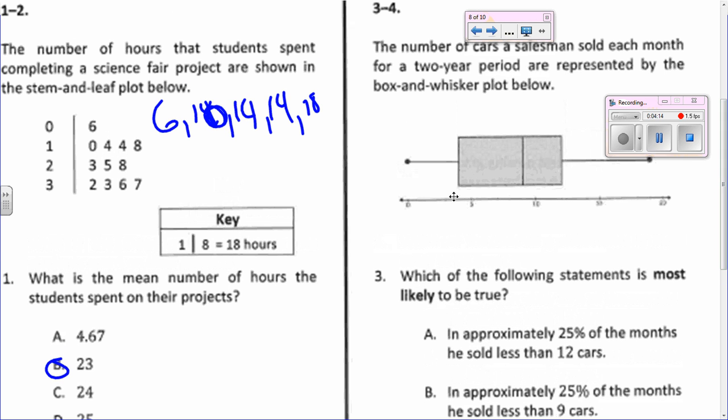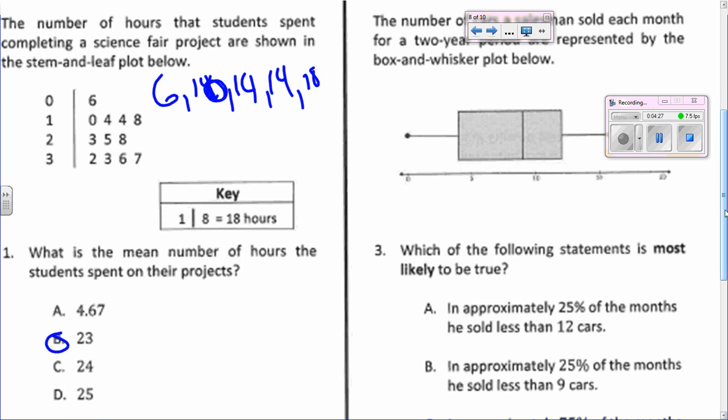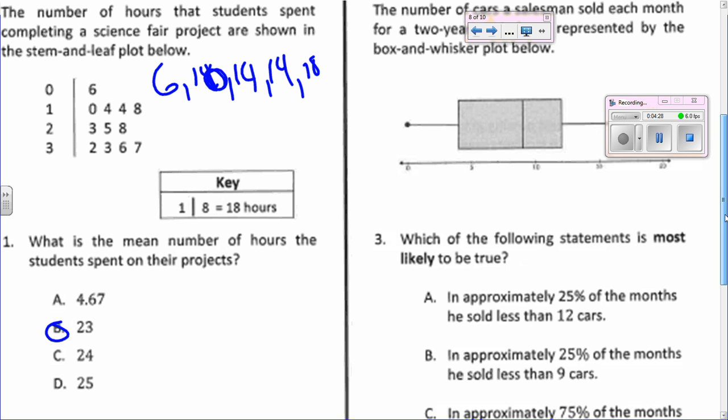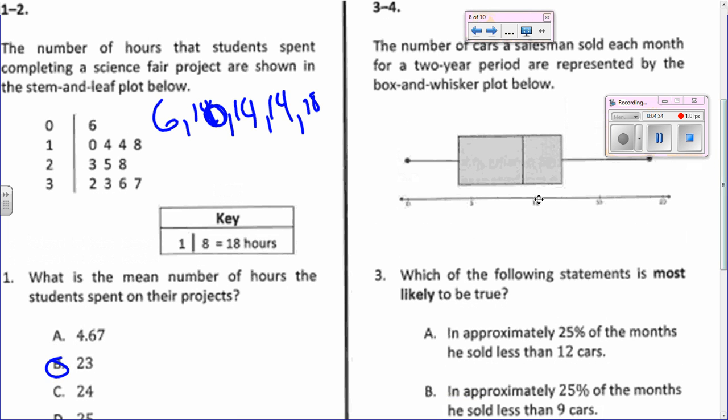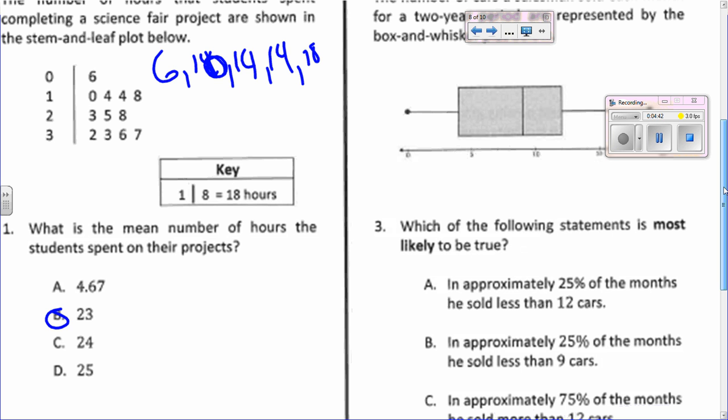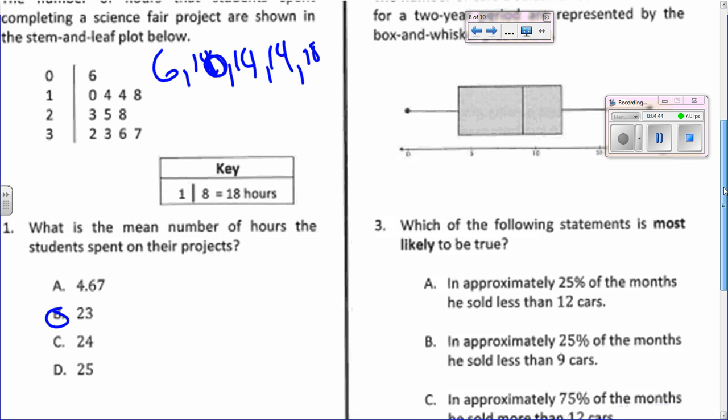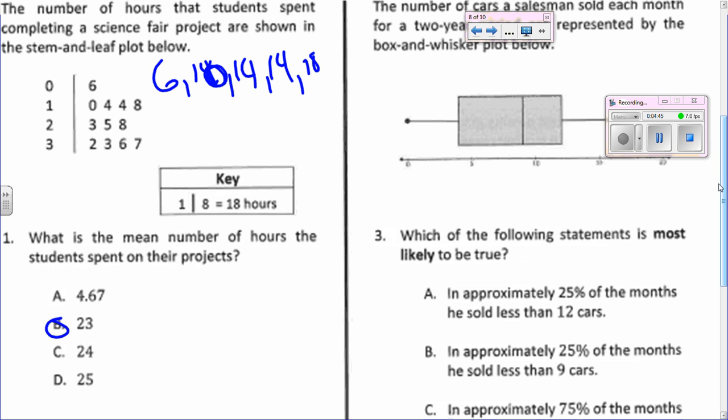So between, say, 4 and, see, that's 10, so 12 or 13 would be 50% of the data. So approximately 25% of the months he sold less than 12 cars. Well, that wouldn't be true because 12 cars is here, so it'd be 75% of the months. And approximately 25% of the months he sold less than 9. This would be 9 here, so that would be 50% from here down.